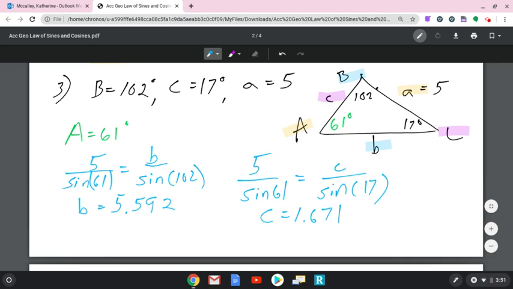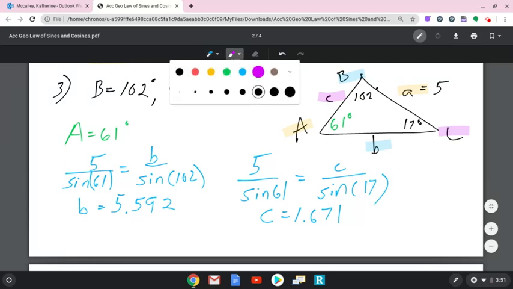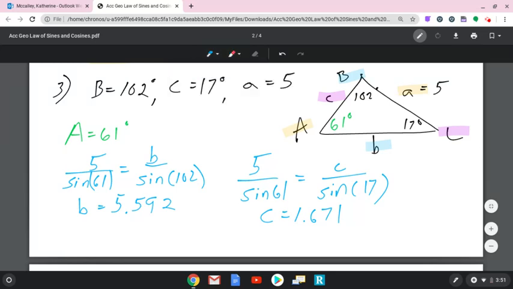Okay, so we have the unknown angle. So let's do red, different color. I have an unknown angle of 61. And then I have my B and my C. So I have solved that oblique triangle. And again, oblique means a non-right triangle.